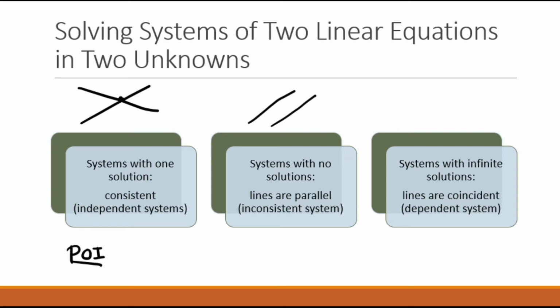The third situation that could come up is that we have a line, and then we have a second line that appears exactly on top of it. So like an equivalent line. And we say this has infinite solutions because these two lines are in contact with each other at all points. So we say they're coincident, and we call it a dependent system.